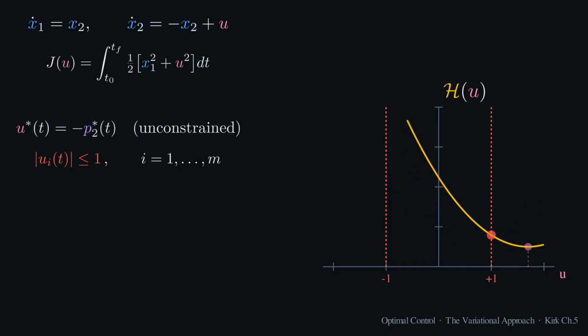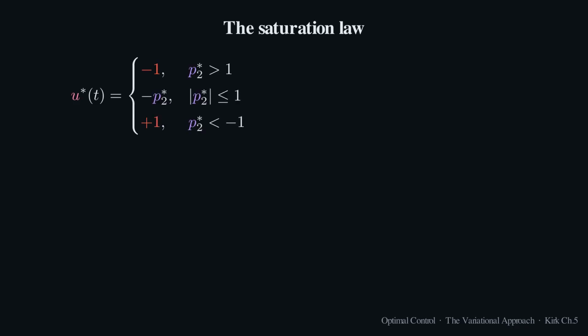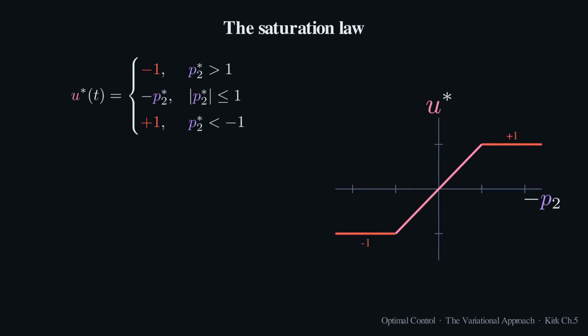If minus p2 falls inside the interval from -1 to 1, great. Sit right there, the unconstrained answer survives. But if minus p2 wants to be bigger than 1, the parabola is still heading down at the wall. So the best legal choice is to jam against the wall at +1. And if it wants to be below -1, you jam against -1.